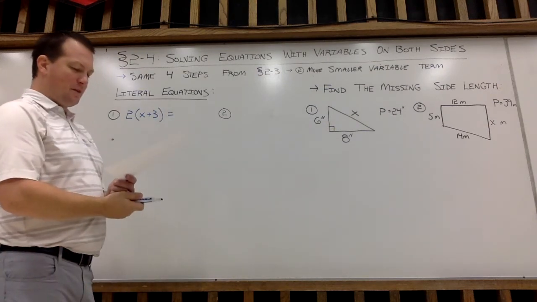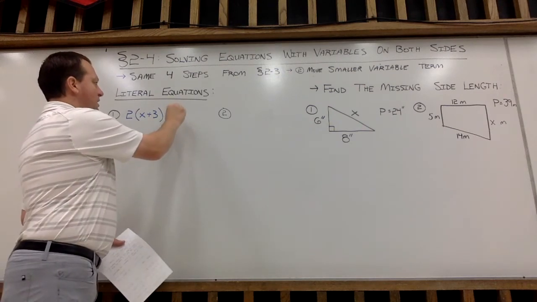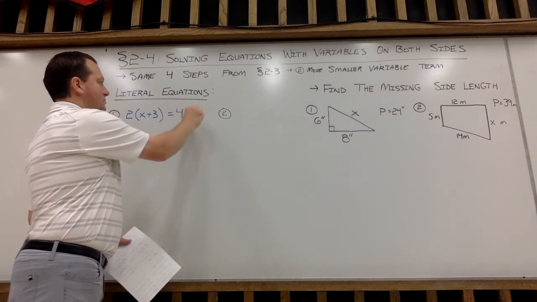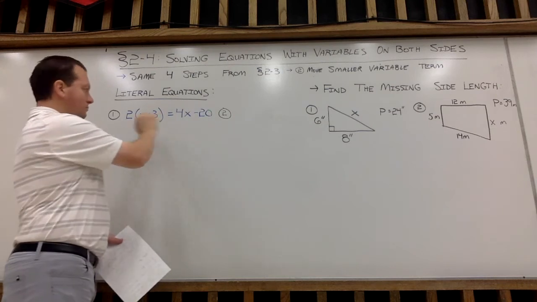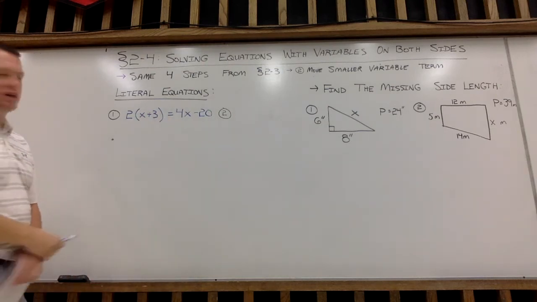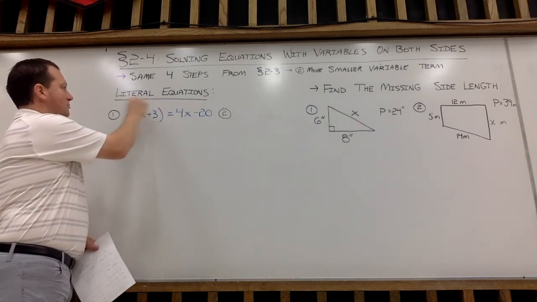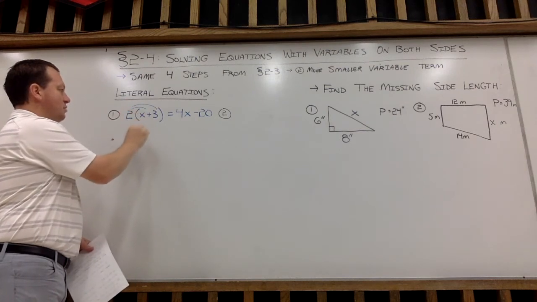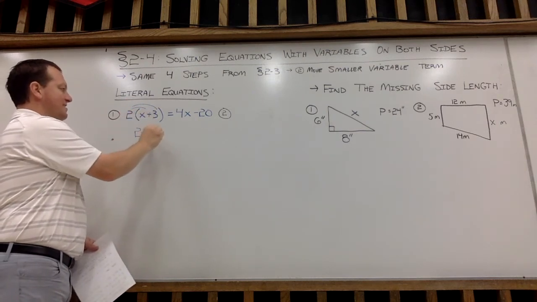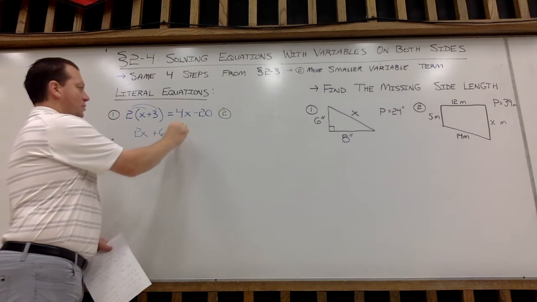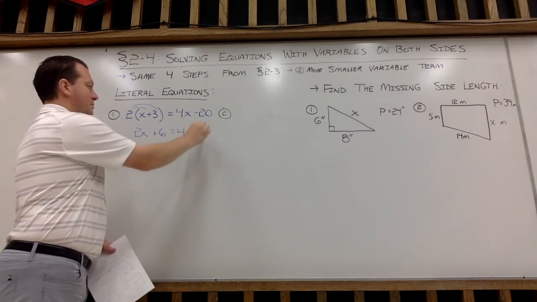4 times the number decreased by 20. So 4x decreased by 20. So the setup is probably the most challenging. I'll distribute 2 times x, 2x. 2 times 3 is 6. That'll equal 4x minus 20.